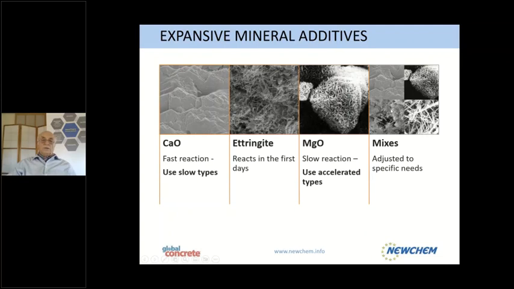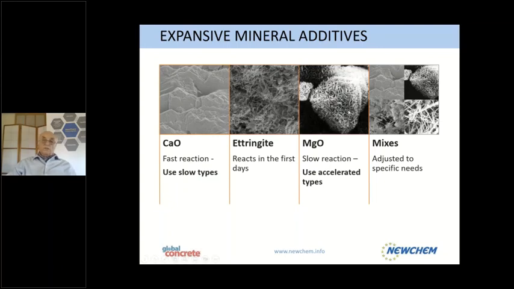Here are different pictures of crystals you can form. The ettringite, which we form with calcium silicate hydrates, are long needles normally. That means they are fixing the cement particles here in the space, therefore no shrinkage.